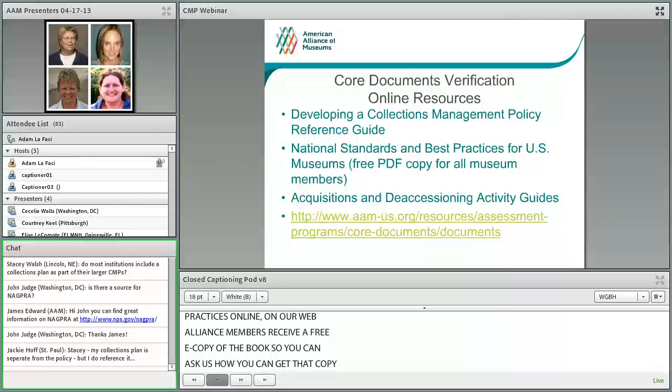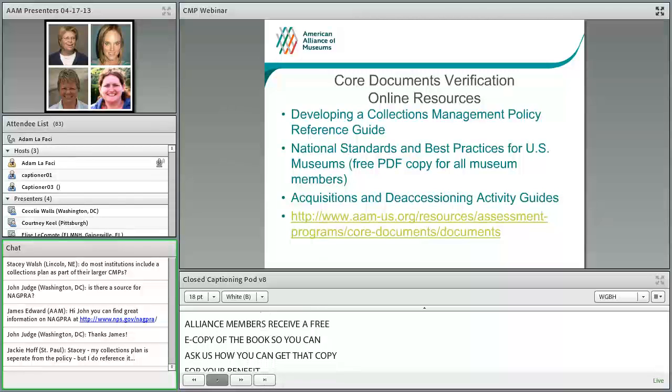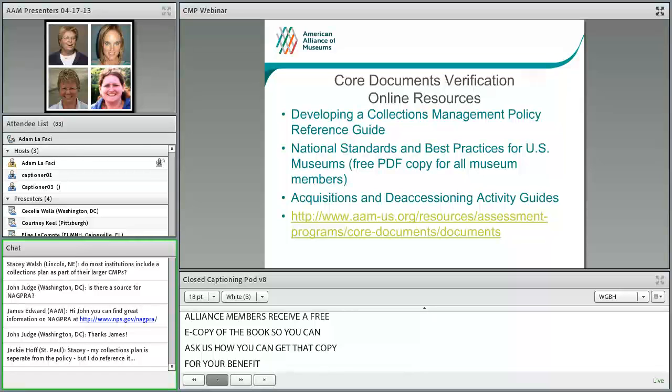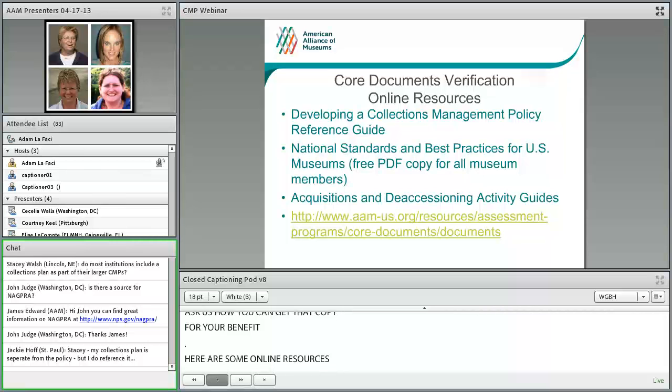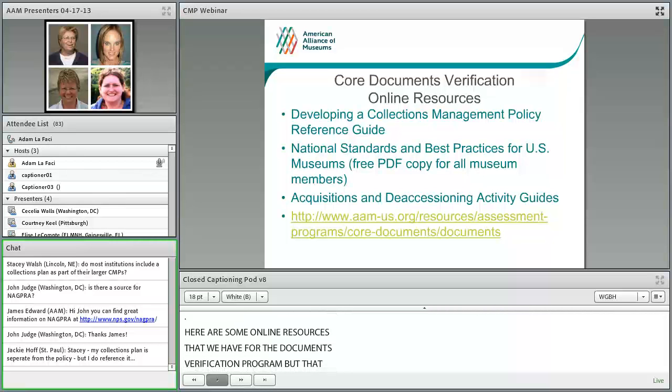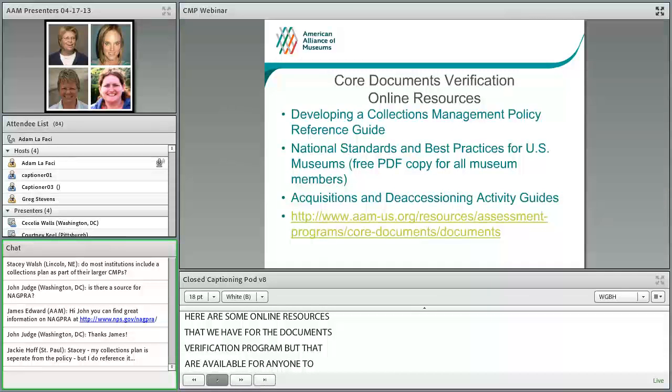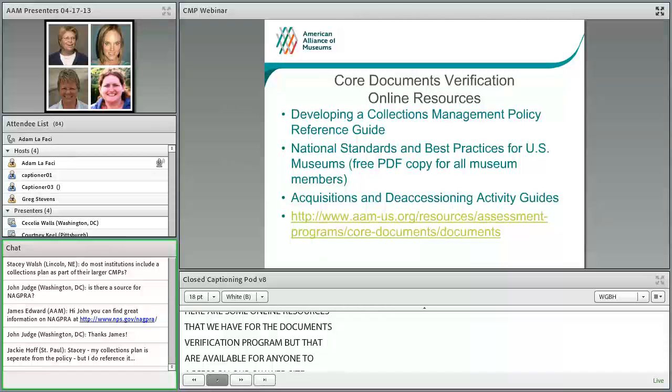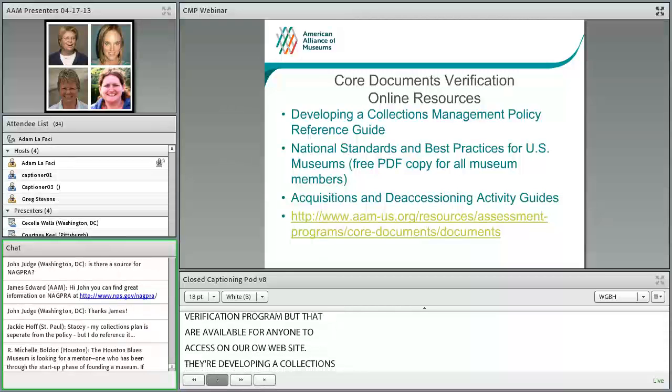Here are some online resources that we have for the core documents verification program, but that are available for anyone to access on our website. The Developing a Collections Management Policy Reference Guide is a new guide that we developed. It's very informative. I think it's pretty helpful when you're developing a policy, so take a look at that.